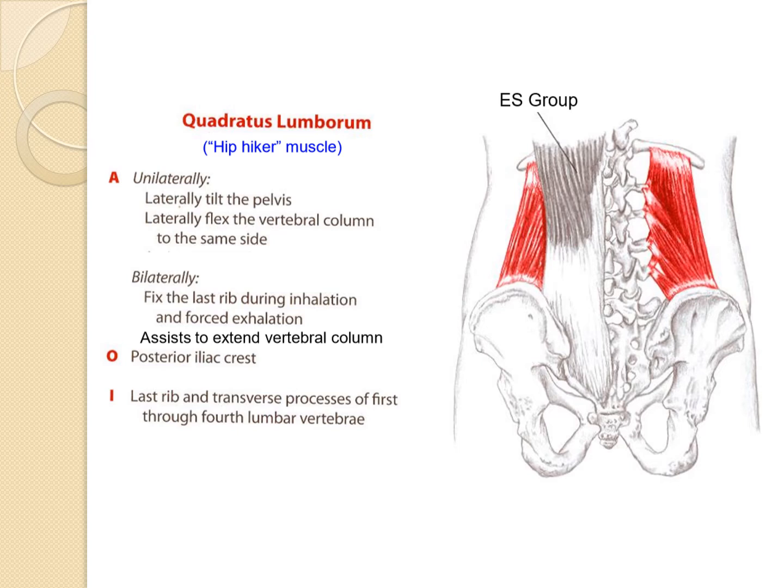This muscle originates on the posterior iliac crest and inserts on the last rib and transverse processes of the 1st through 4th lumbar vertebrae. This muscle is often referred to as the hip hiker muscle, as it is often used by stroke patients to lift the hip up on the affected side in order to raise the foot of the affected leg off the ground during walking.